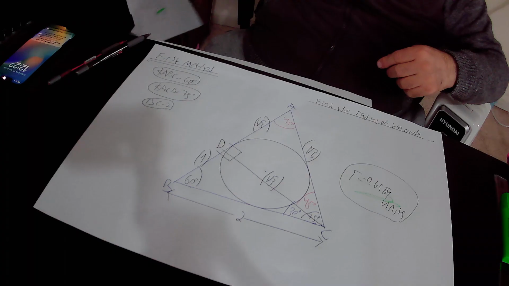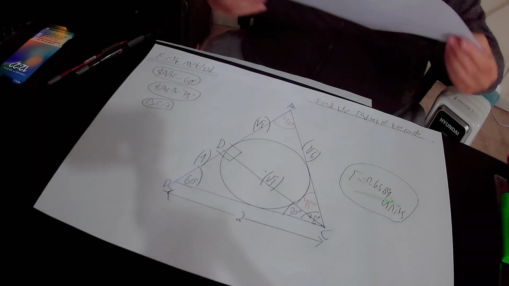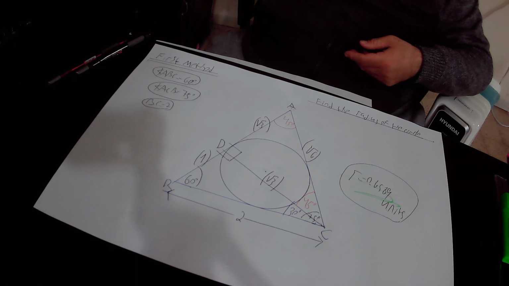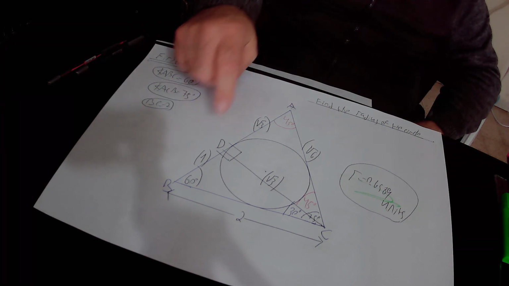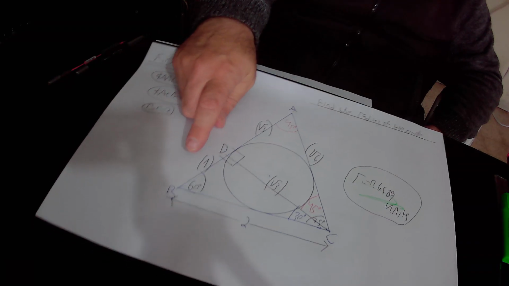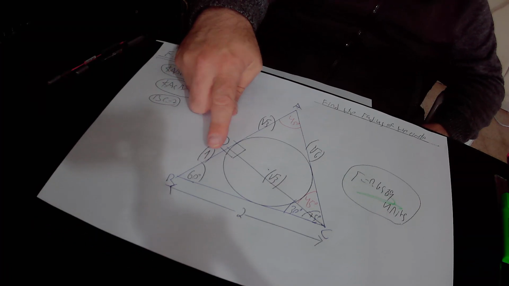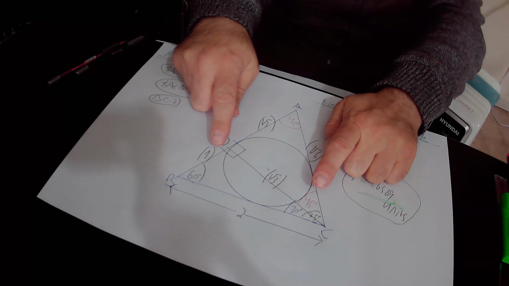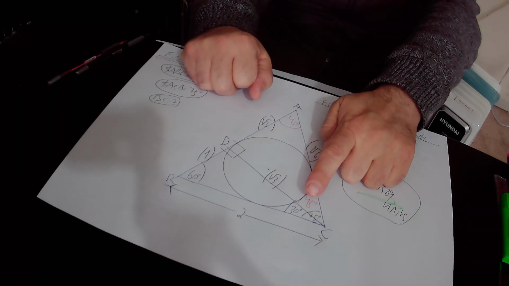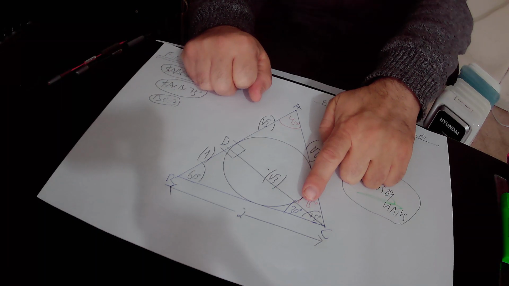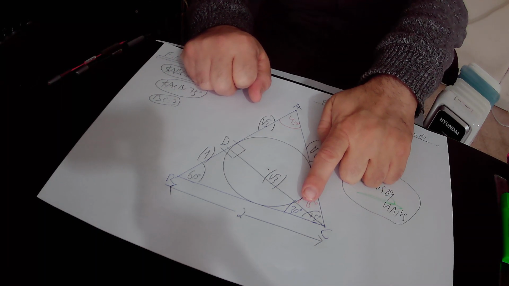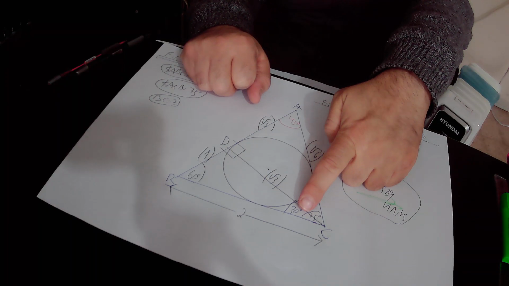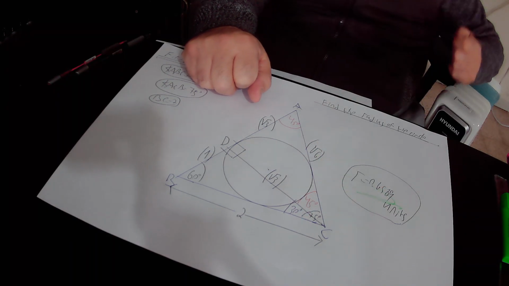Then, in the right triangle DBC, this angle equals 60 degrees and this angle equals 90 degrees. 60 degrees plus 90 degrees is 150 degrees. Therefore, the missing angle here must equal 30 degrees, in order to complete the sum of the angles in this right triangle DCB to 180 degrees.